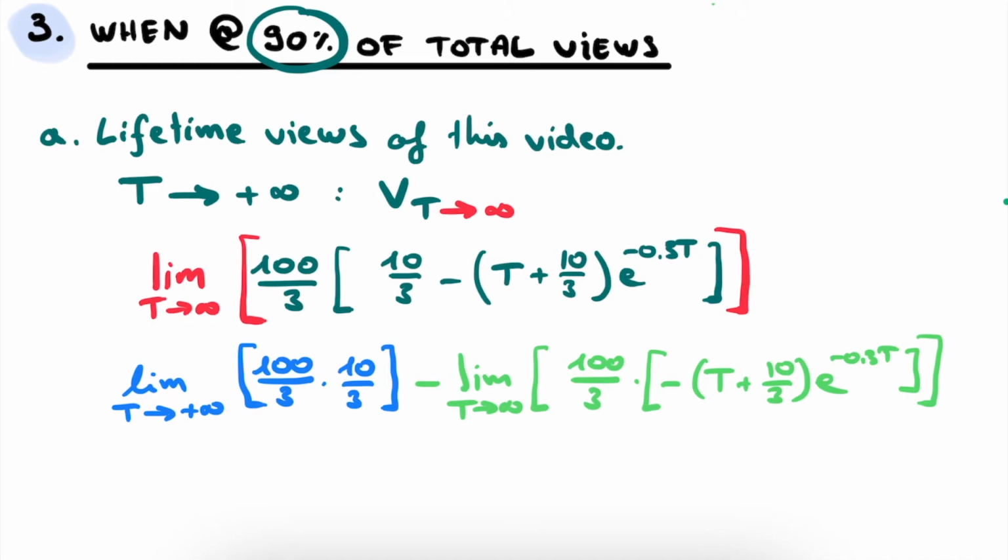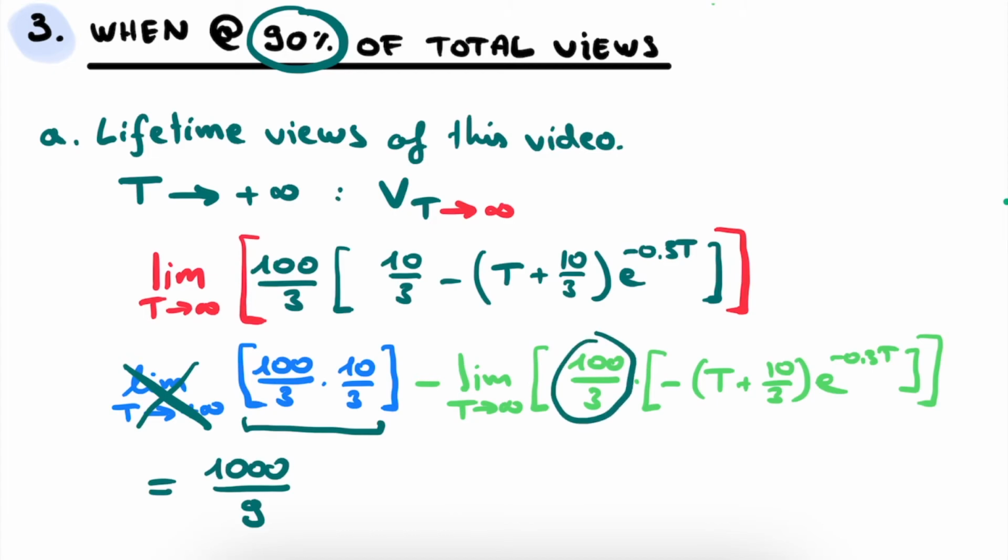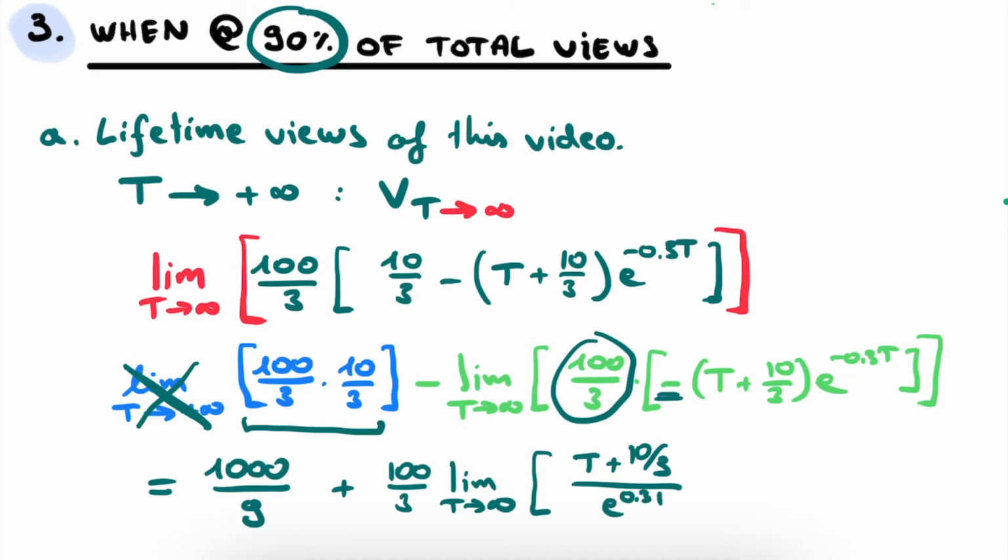And we immediately see that in this first part there is no T, so this limit can simply be dropped. So we multiply these two numbers together and we get 1000 divided by 9. In the second limit we can pull this number in front of it and also this minus sign, and therefore we get plus 100 divided by 3 multiplied by the limit of T going to infinity of the following function. We have T plus 10 divided by 3, divided by e to the power of 0.3 T. And why did I write it like this?